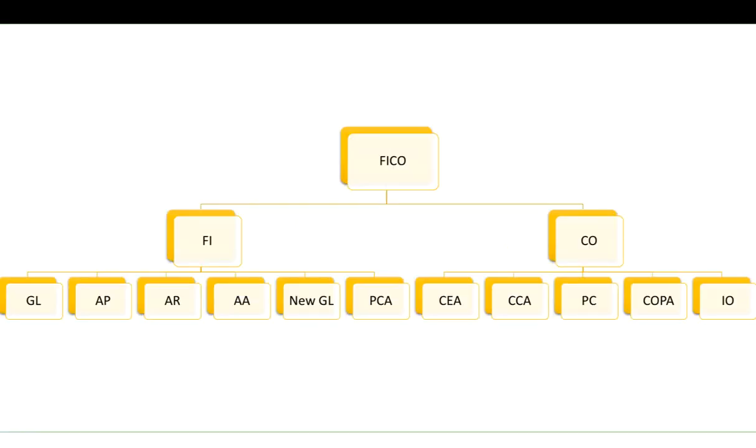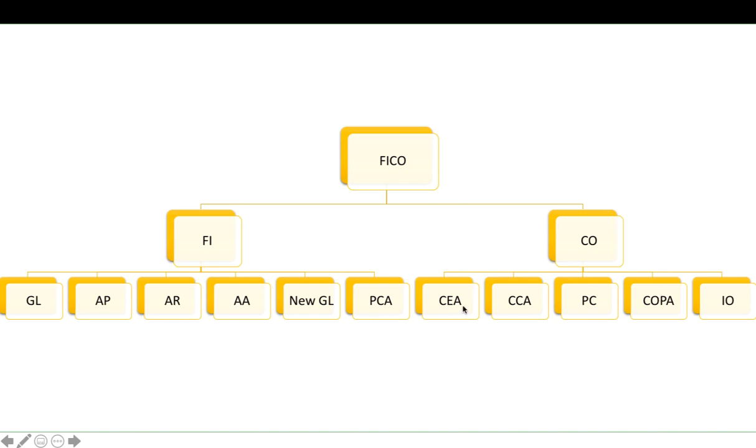Now FI further breaks down into submodules, which are general ledger, on the left side. We will start from the basics and enterprise structure. After that we will go to GL. Then we will cover accounts payable. Then we will cover accounts receivable. Then we will go to asset accounting. Then we will cover new GL. Then profit center accounting, right? These are the main core functions of any organization.